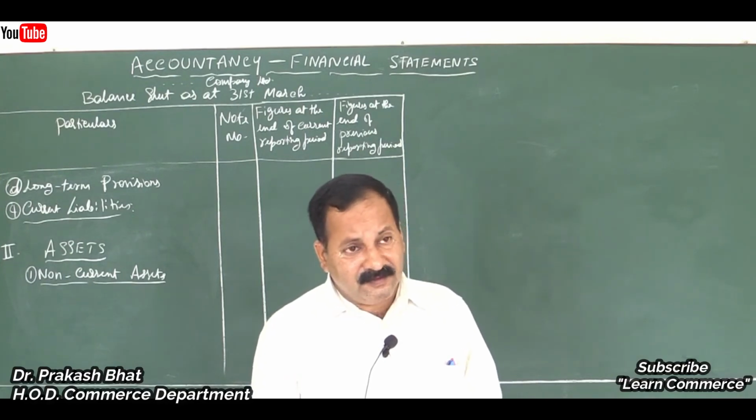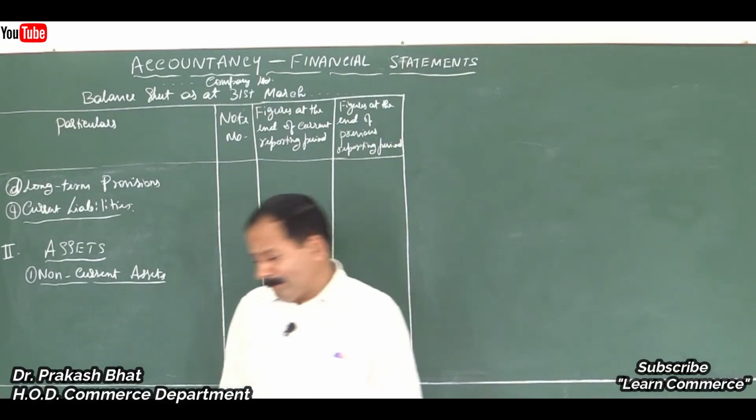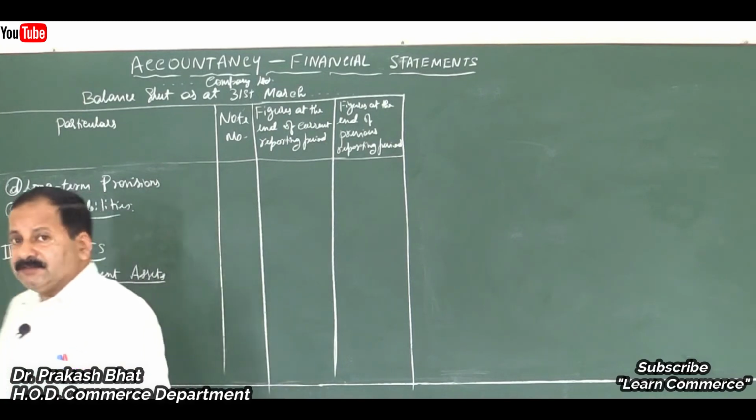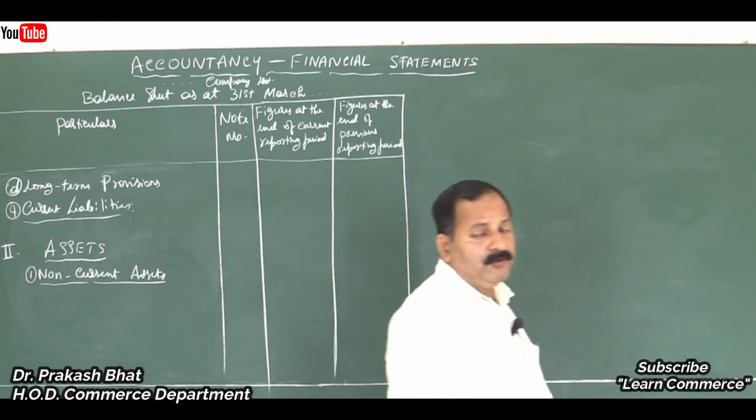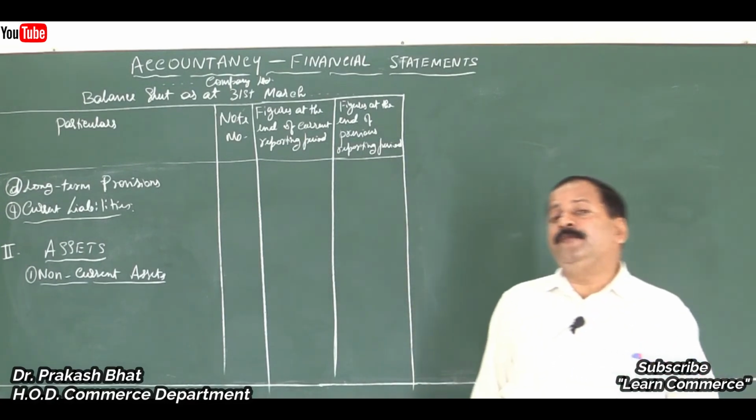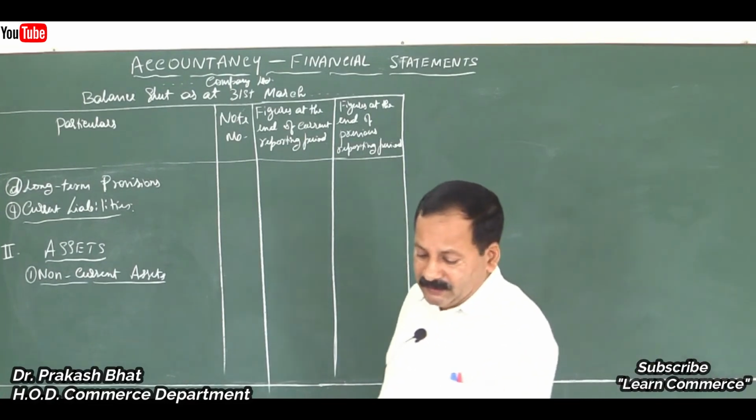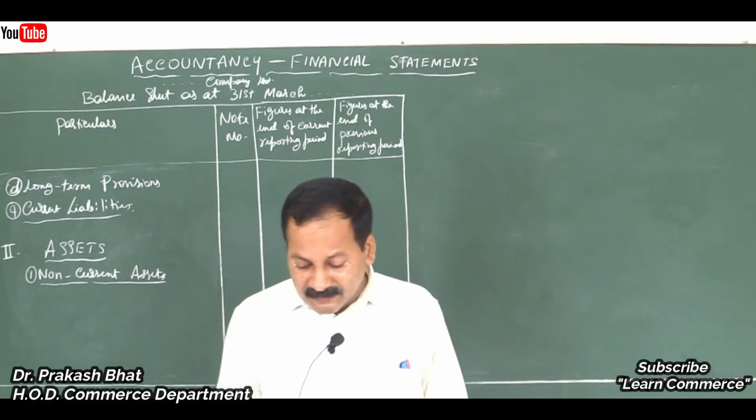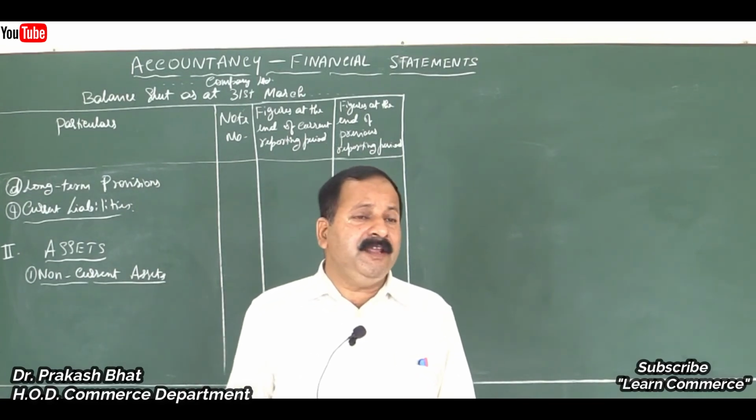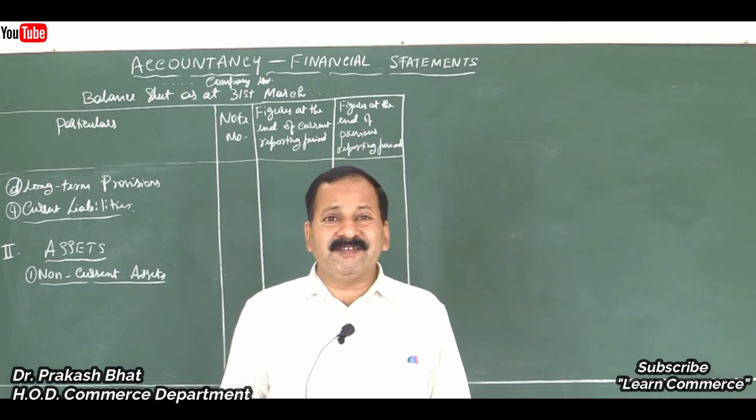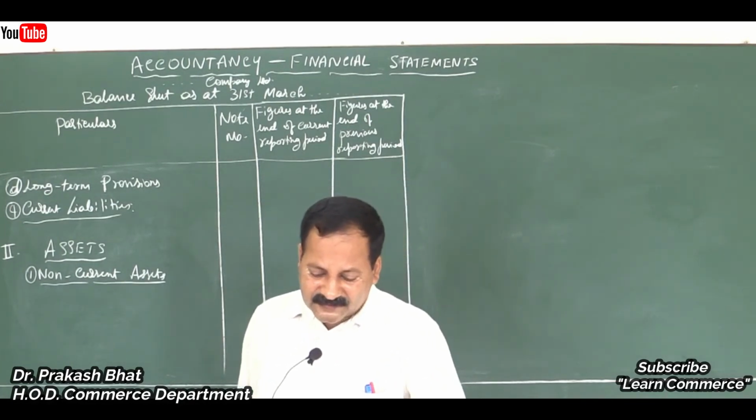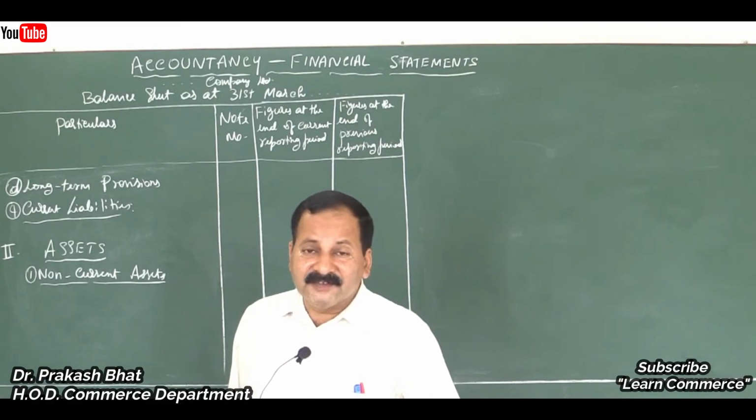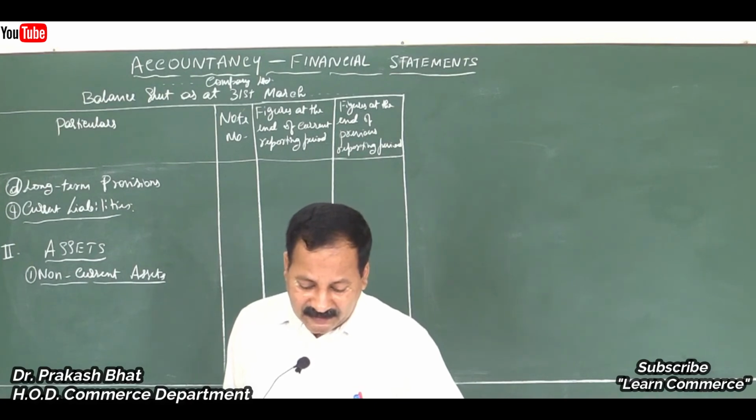Then trade receivables, like trade payables. In the same way, the debtors, to whom we sold goods on a credit basis, are supposed to pay money to us. We are supposed to receive money from them. That comes under trade receivables. Any amount receivable on account of trade is called trade receivables. Mostly bills receivable and debtors come under this category.